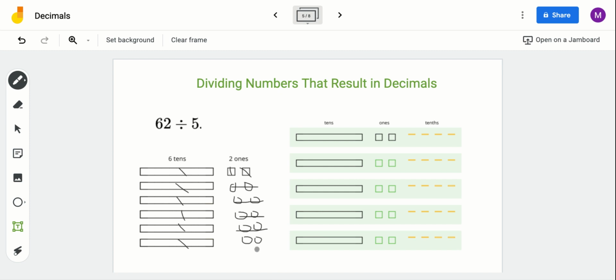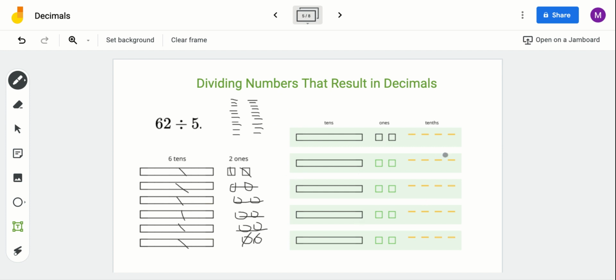And instead of just leaving those as a remainder, we're going to split those up. So those ones, we're going to break into tenths. So I can get 1, 2, 3, 4, 5, 6, 7, 8, 9, 10 for this one, and 1, 2, 3, 4, 5, 6, 7, 8, 9, 10 for this one. And now we start splitting up these 20 tenths between the 5 groups.